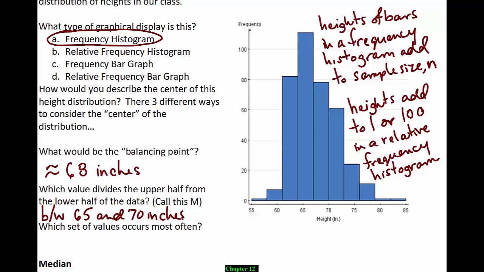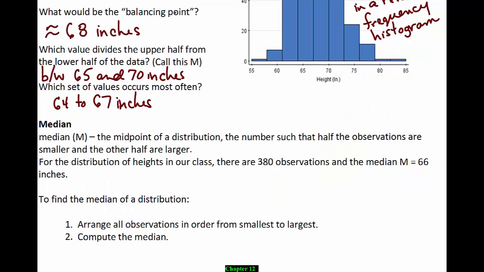And another thing to think about is which set of values occurs most often. Well, the highest bar here is the one representing 64 to 67 inches. So these are all different ways that we want to start thinking about data sets. Let's formalize what we just thought about.